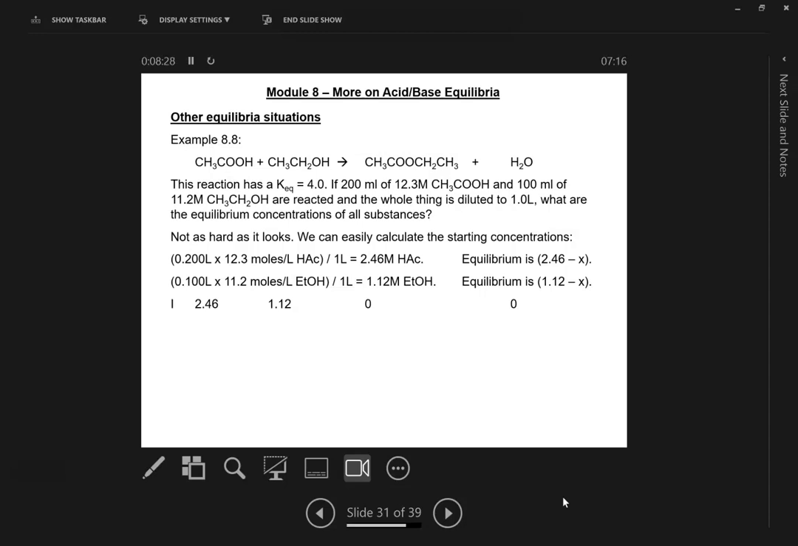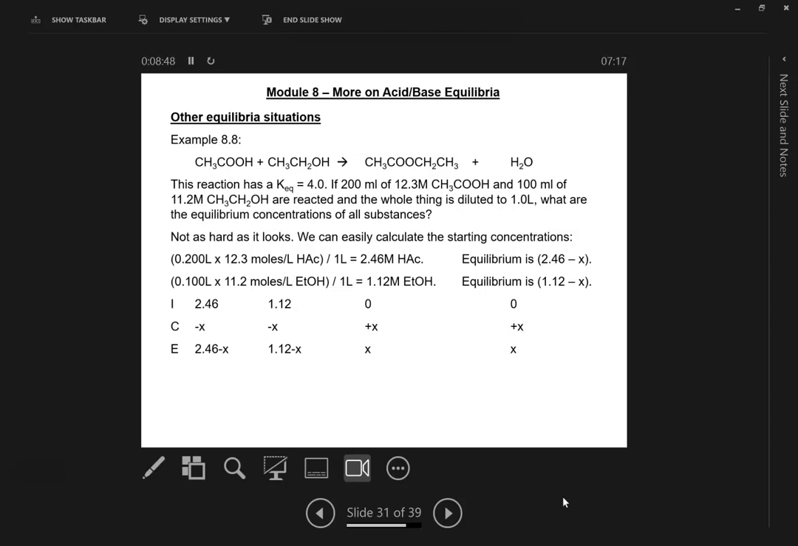So my initial concentrations, you can see my numbers are lining up with the reaction at the top of the page: initial 2.46, 1.12, 0, and 0. My change is minus X on the left and plus X for the things on the right.